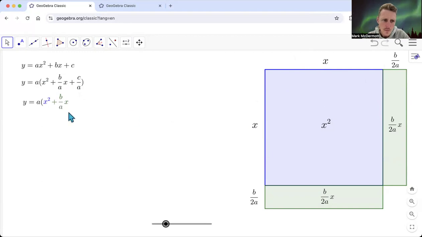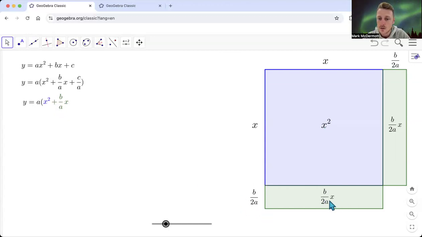So let's think. This is b on a x. So what that means is both of these green parts, this part and this part, when we add them together, they have to equal b on a x. Now that's a bit confusing, but that must mean that the side length must be half of b on a, which is b on 2a, because b on 2a plus b on 2a is b on a. Okay, so that can be a bit confusing, but basically, if we take some number and we half it and then add them back together, we get back to the original number.